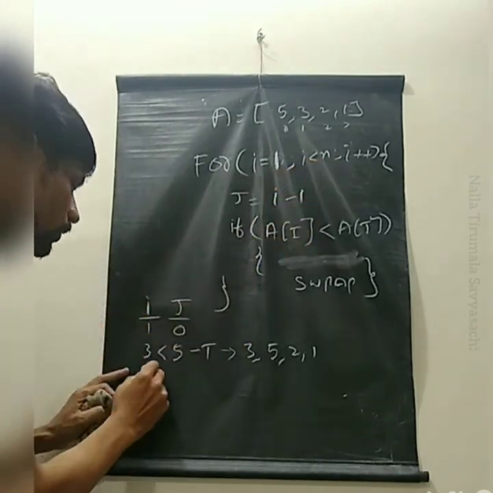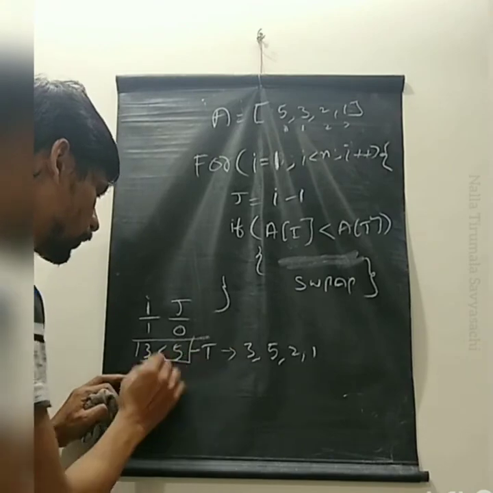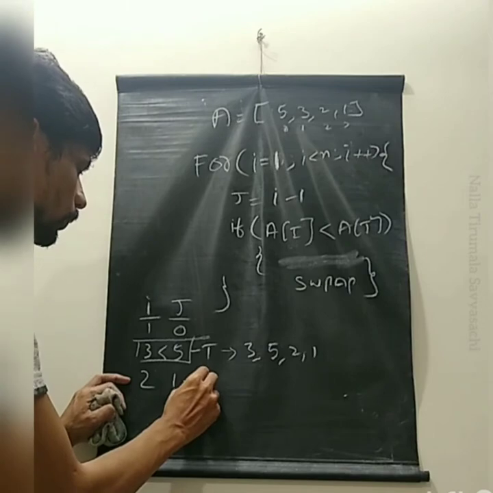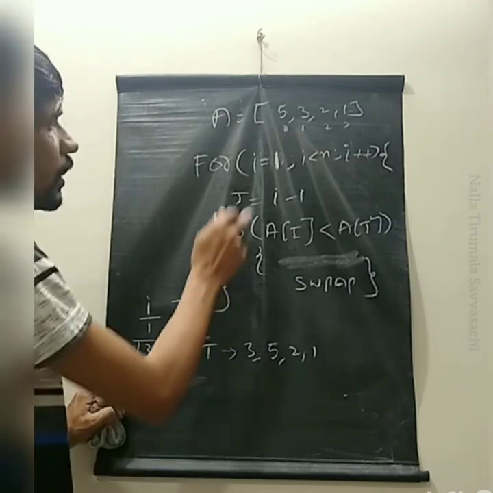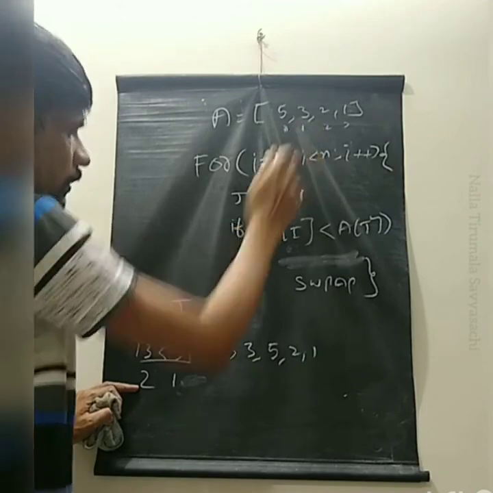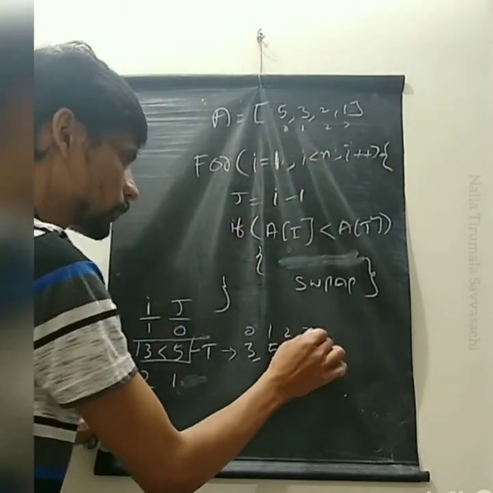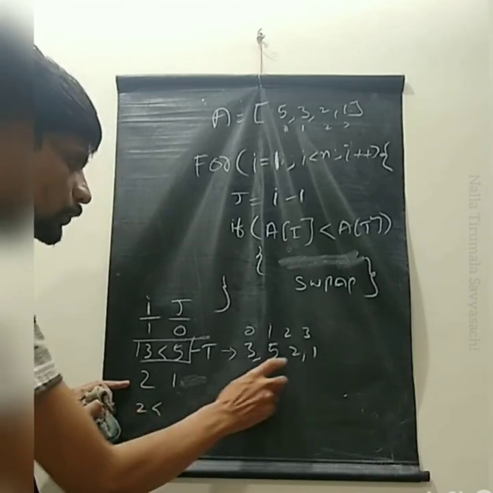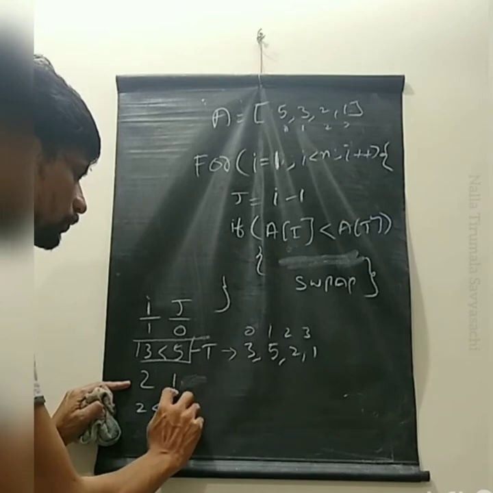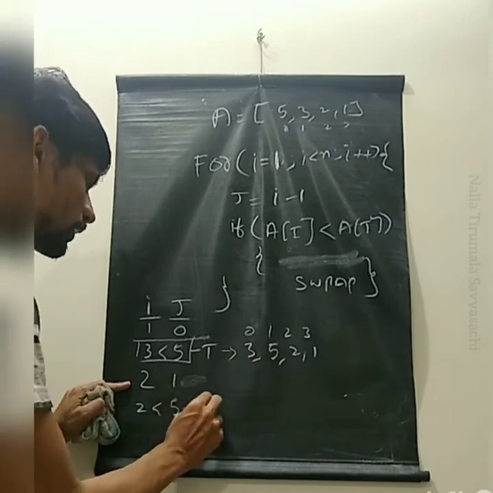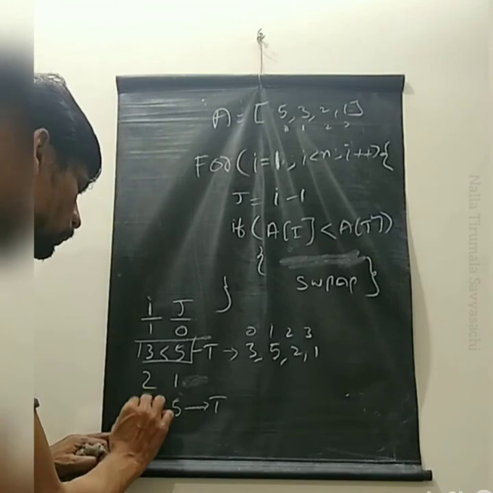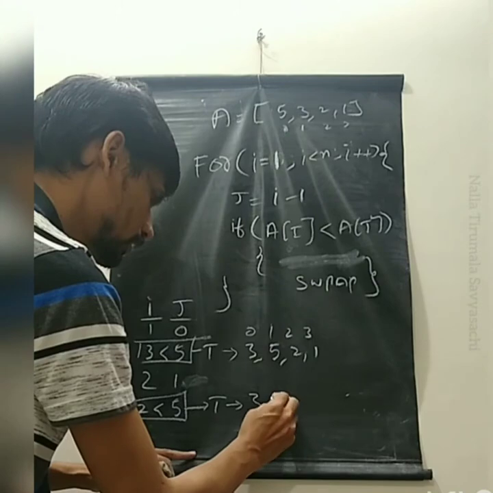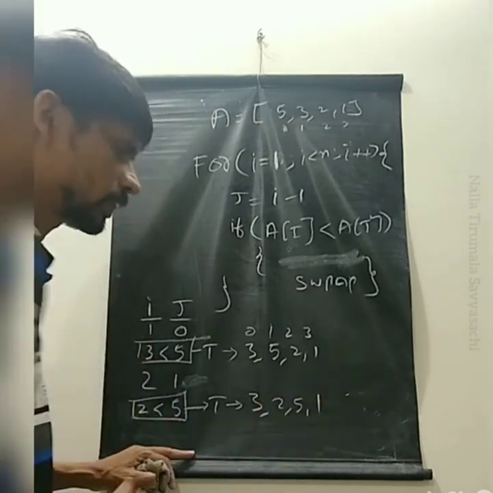Now what will we do? Again the loop will execute. Now i becomes 2, j becomes 1. So now we will compare. What is a of i? a of 2, with indexes 0, 1, 2, 3. So a of 2 is 2. Is 2 lesser than a of j? a of j is a of 1. Right, 2 is lesser than 5. So again we will do a swap: 3, 2, 5, 1.